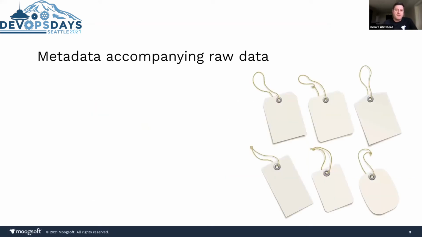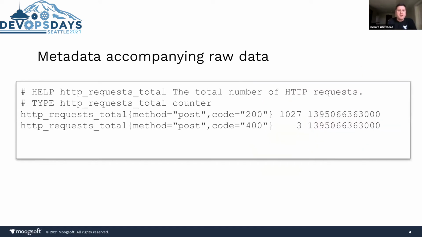So straight into the first example, this is context that's basically manifested as metadata accompanying raw data. Sometimes these are referred to as tags, labels, dimensions. In this example here, the eagle eye will spot that this is actually Prometheus text exposition format. And in this particular format, the metadata is provided as a label. And as you can see, it can provide very useful information for doing queries or sorting.